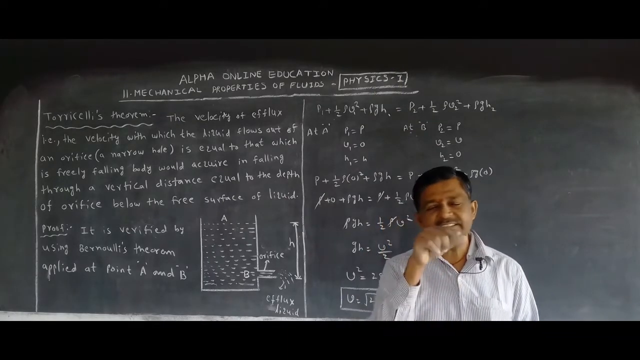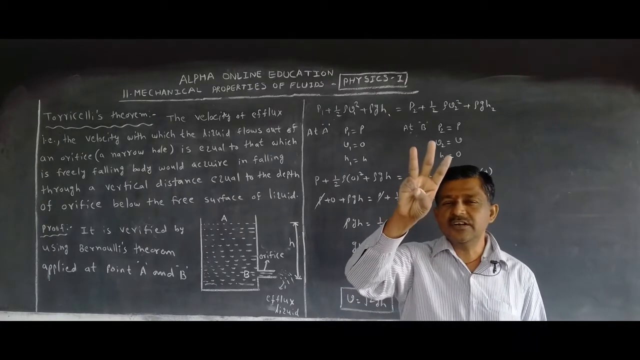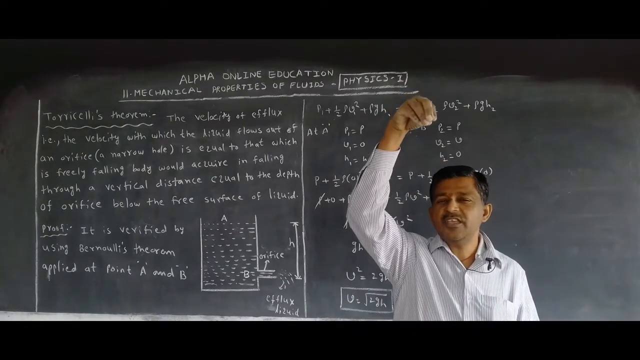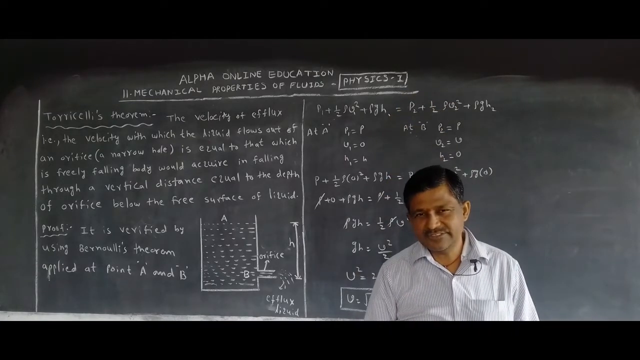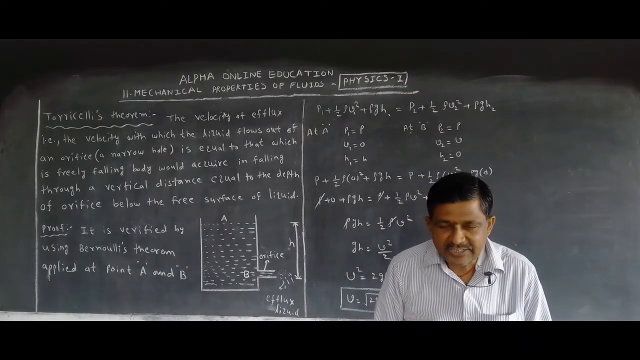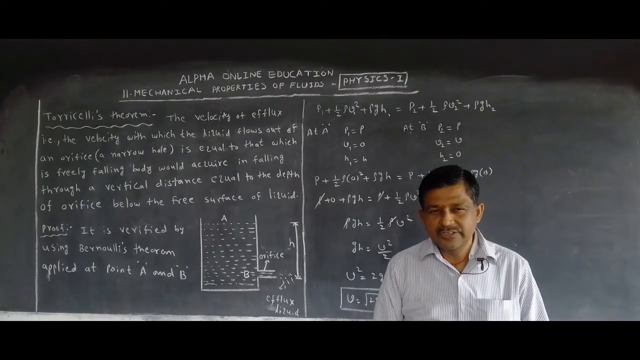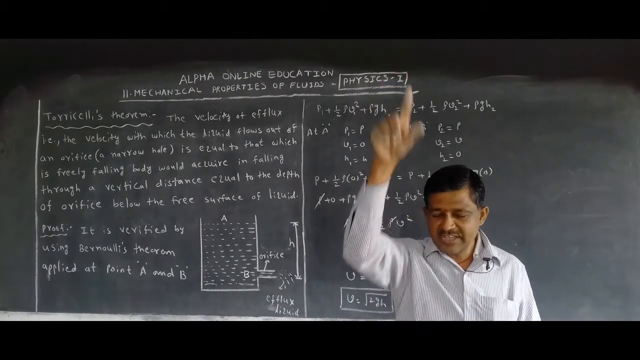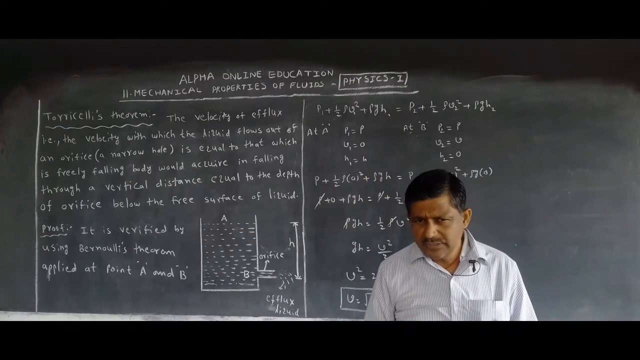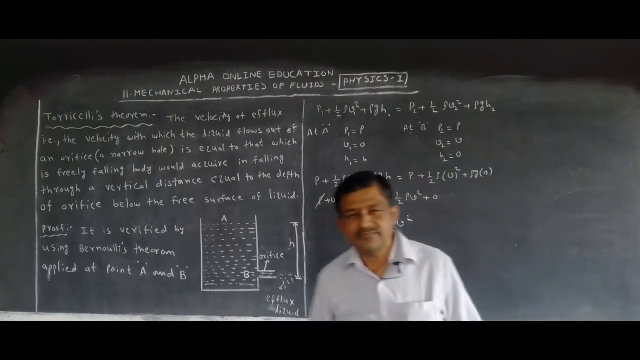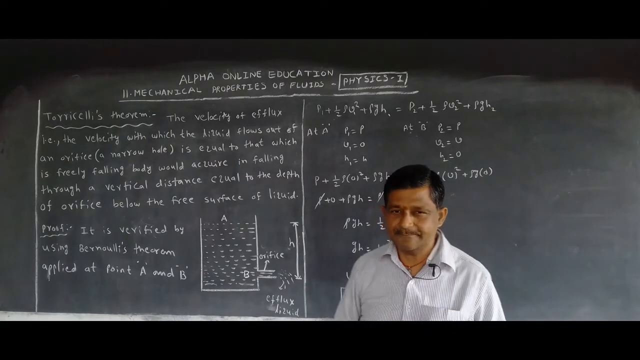How can we get this equation? From the third equation of motion. The freely falling body's initial velocity is 0. That's why we take the third equation of motion: v square minus u square, where u is 0. So v square is equal to 2g times h, where the height is h. This is the equation of the freely falling body. The same we can derive here.